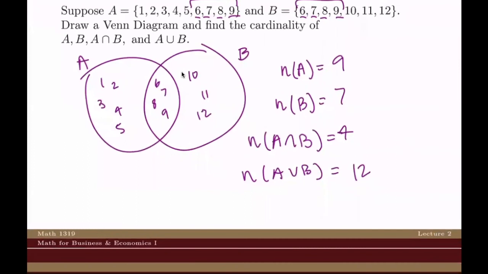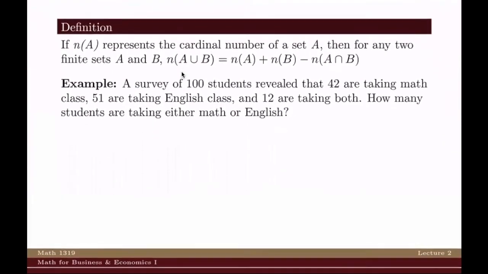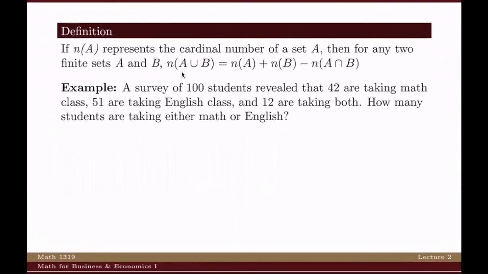Moving on. The cardinality of unions. If N of A represents the cardinal number of a set A, then for any two finite sets A and B, the number of elements in the union, or N of A union B, is equal to N of A plus N of B minus N of A intersect B. Essentially, what this is saying is the number of elements in a union is equal to the number of elements in A plus the number of elements in B minus the number of elements that they have in common.